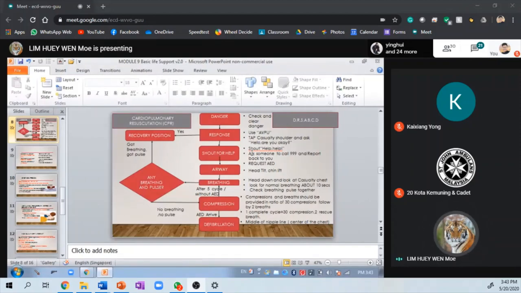Then after that, you ask the examiner, got breathing or got pulse or not. If no breathing and no pulse, then you proceed to compression, 30 chest compressions. So you must show the examiner how to do. You must show them the correct hand position, the correct compression, and your elbow cannot bend. And when you're doing chest compression, it must be at 100 to 120 per minute.